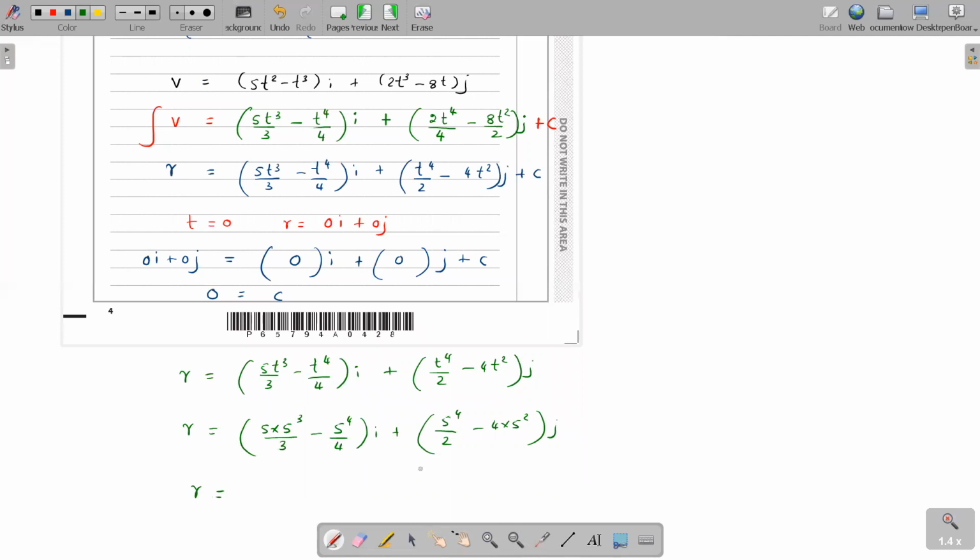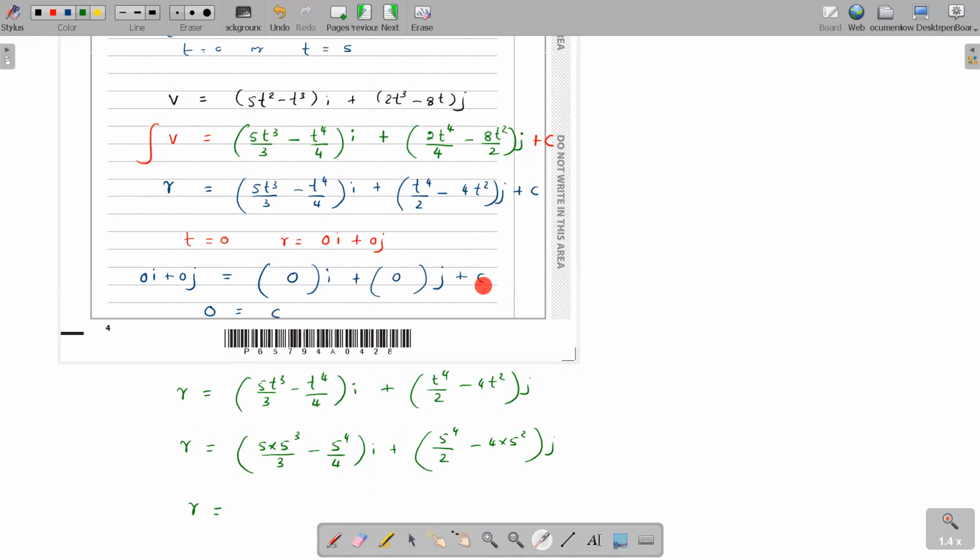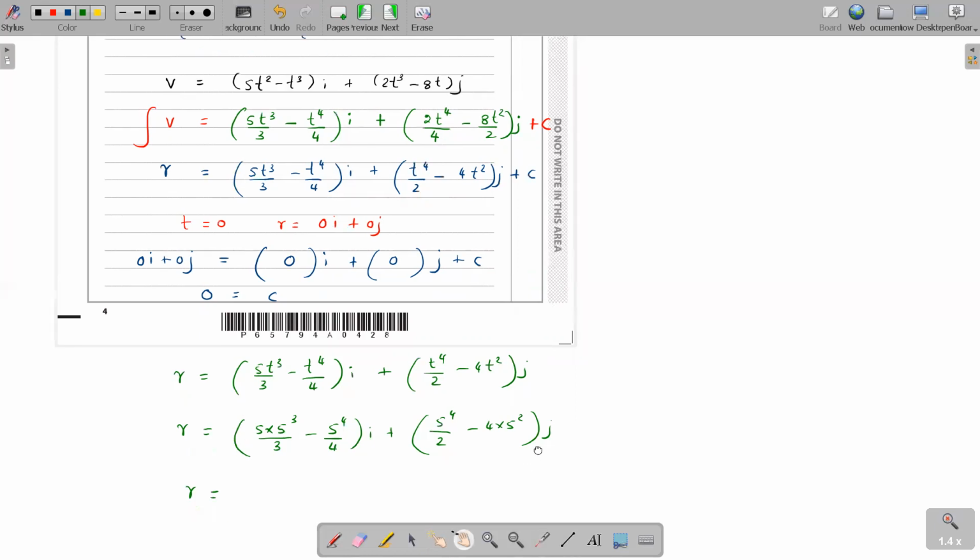Does our C depend on the i? When you integrate, your C also sometimes can come in terms of i and j. You can check in your book what we've done. In this situation, everything is 0, so C becomes 0. But in situations where you have figures, your C may come in terms of i and j.